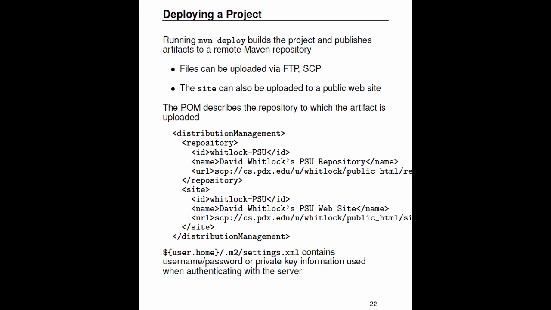And in your POM, you can have an optional distribution management section, which will say, hey, here's a repository that I want to upload the artifact to. Here is the site that I want to load the artifact to. I've got examples here. And if you have passwords or private keys or whatever, that can all be stored in a file called .m2/settings.xml.